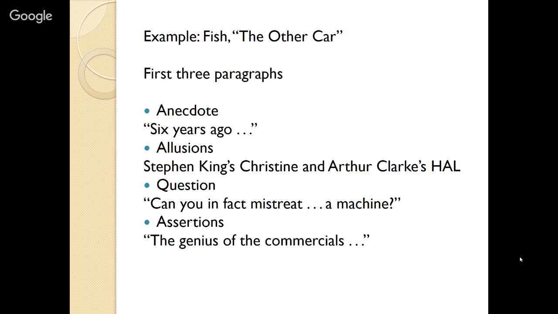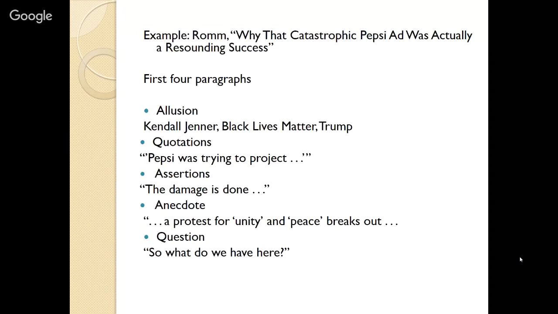So he is using several techniques here in his introduction in order to connect with the reader and get the reader's attention. The second example I want to look at is by Jake Rom, which is why that catastrophic Pepsi ad was actually a resounding success. And this is, or rather, the first 4 paragraphs of this article serve as the introduction.